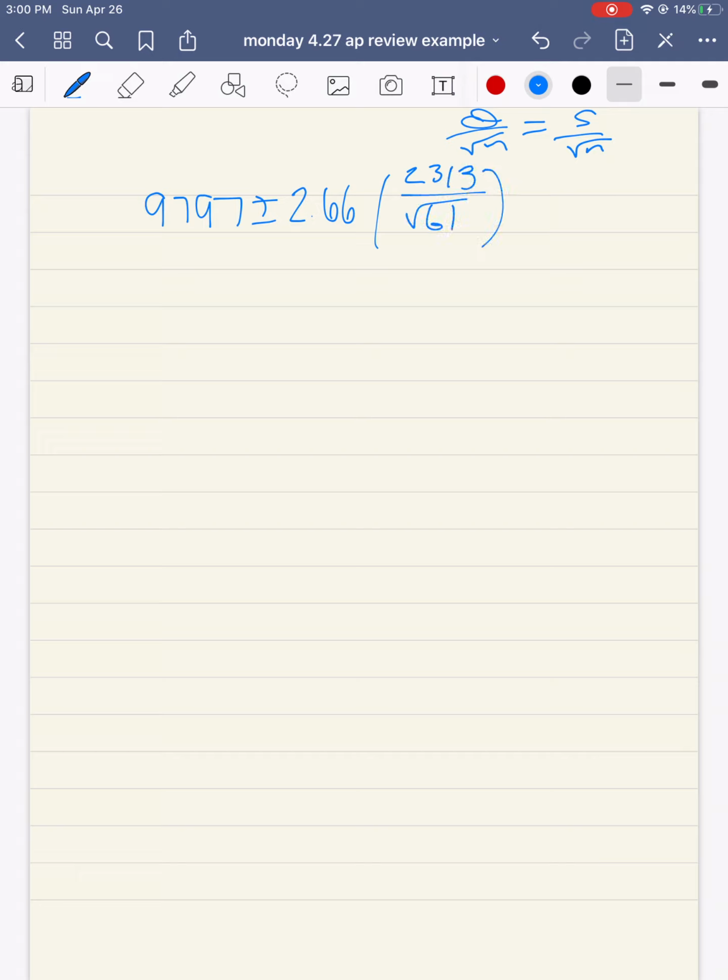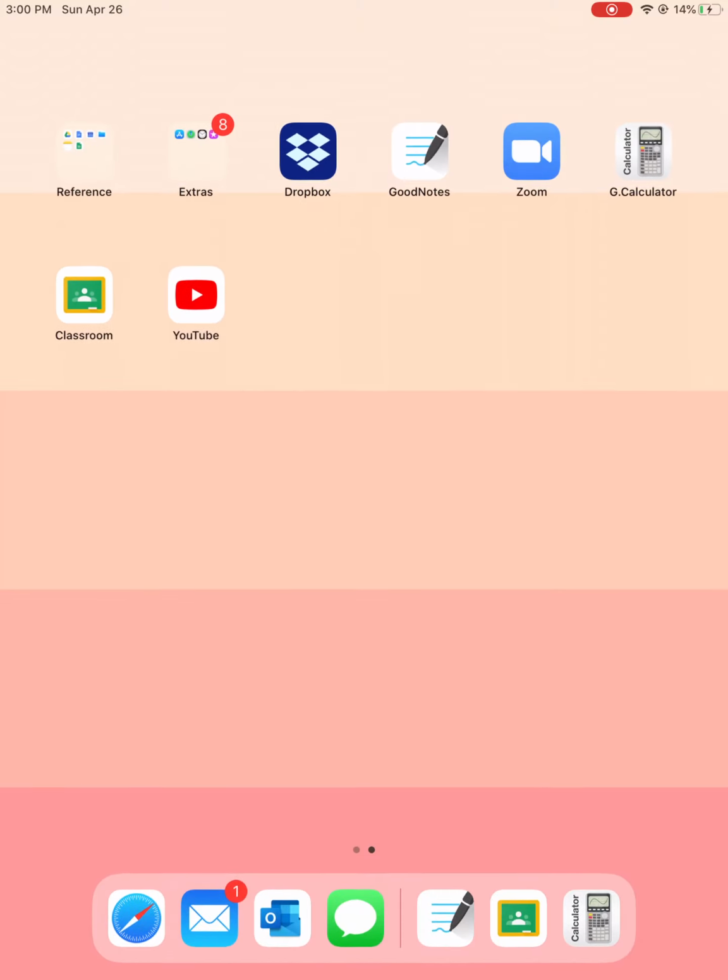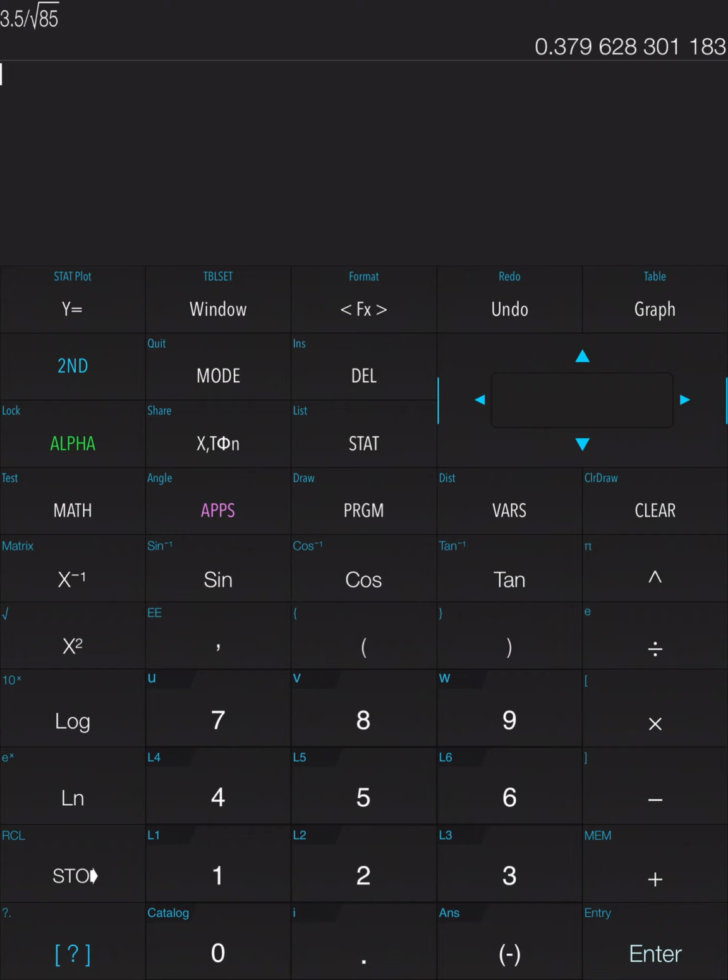So I could leave it like this, but I would highly recommend actually calculating this out. So let's go ahead and go to our calculator and calculate the margin of error. So 2.66 times 2,313 divided by the square root of 61. So our margin of error is 787.76.